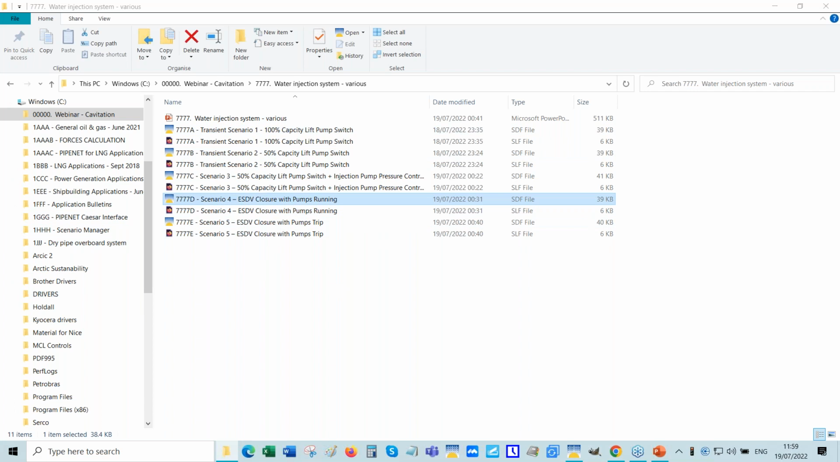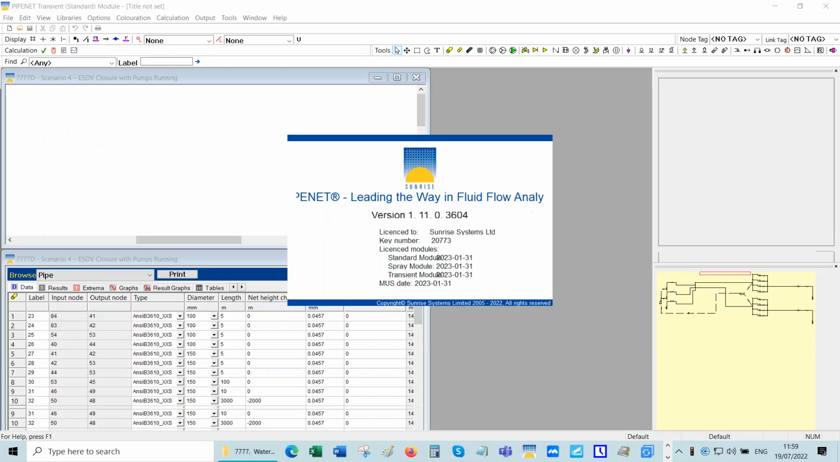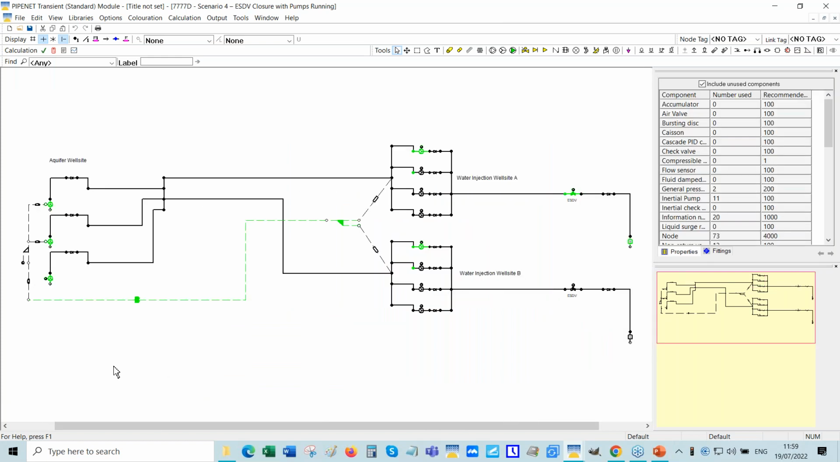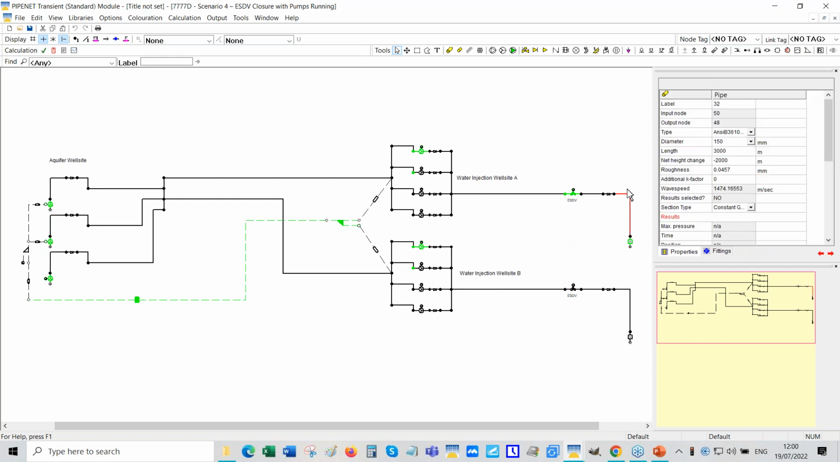Now I will run this for a specific reason, to illustrate a point. You see, basically, this water injection system, these are the lift pumps, and these are the water injection pumps here, and that is the well. With this actually going all the way to the well, you can see the length is 3,000.